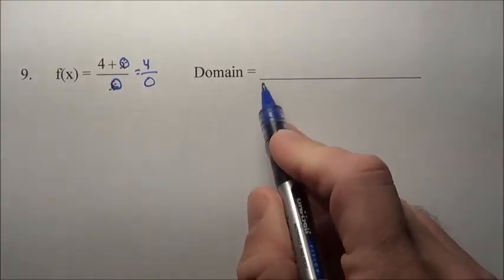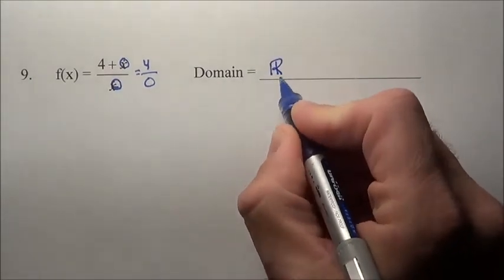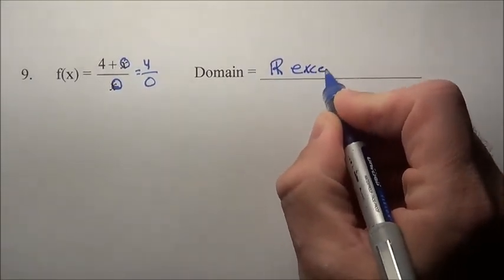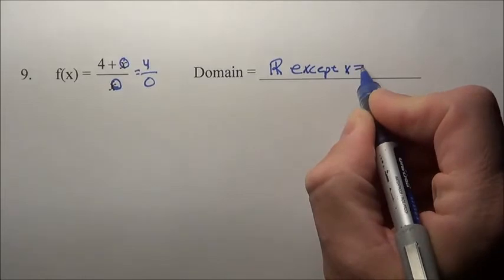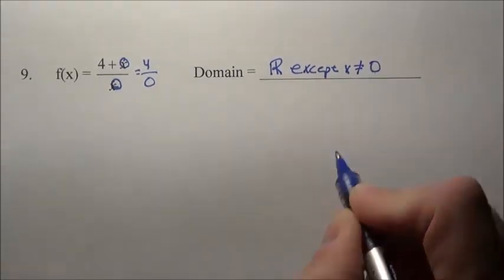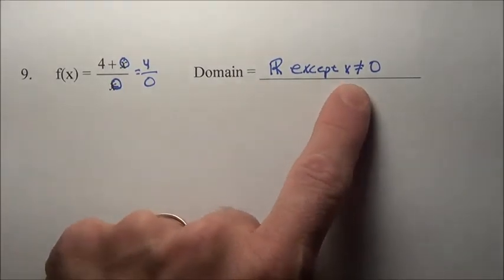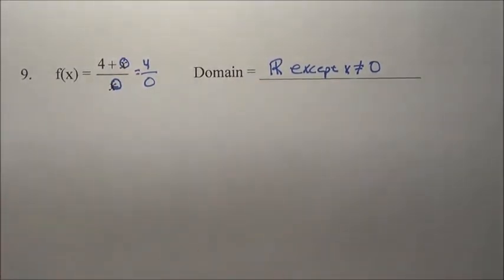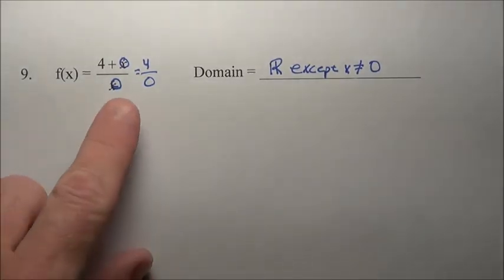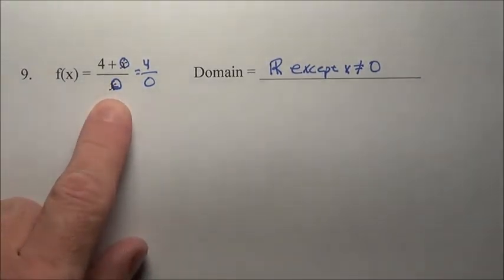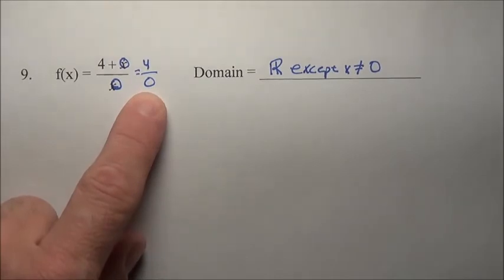So we would state that the domain is all real numbers will work except x cannot equal a 0. So we're going to say everybody works except don't let x be a 0, because that's the one value, the one thing that will mess this up if that x right there is a 0. And it makes sense. You know you can't divide by 0.